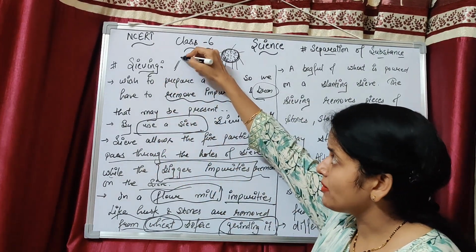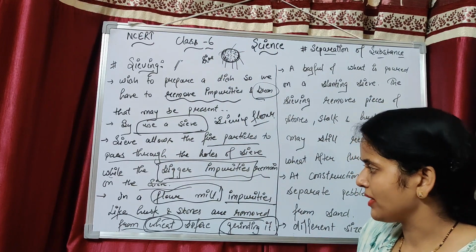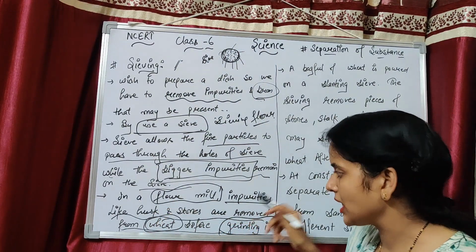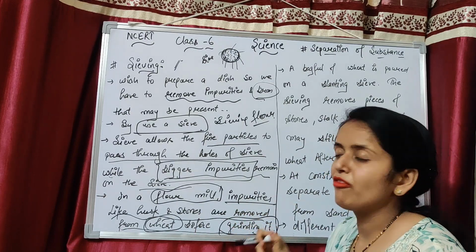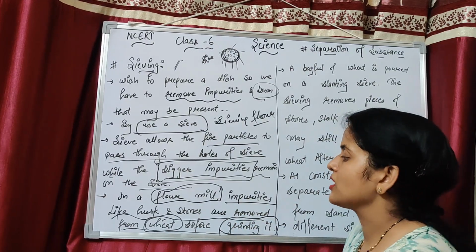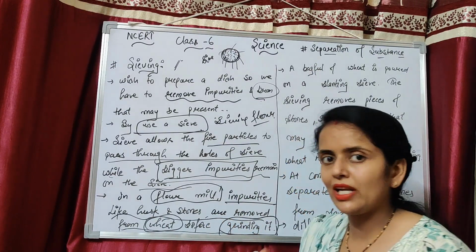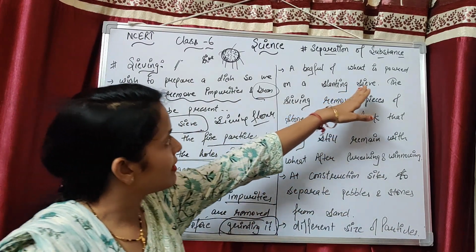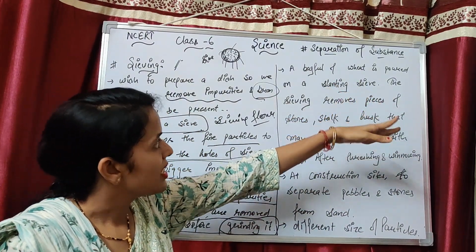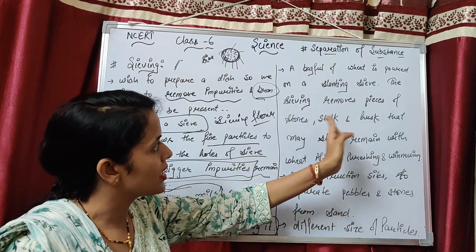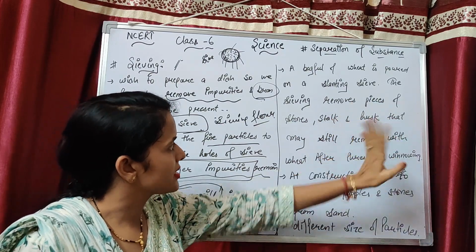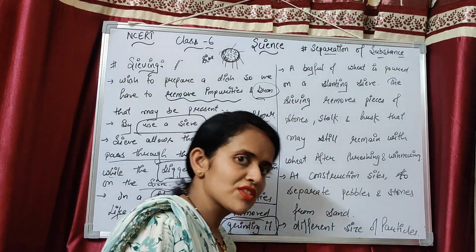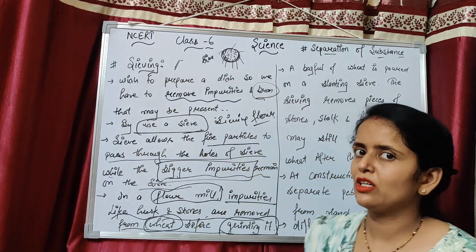Sieving is a very important method, because flour mills also use this method to remove impurities from the wheat, to make the flour neat and clean, so that there are no impurities in the flour which we eat at home. Clear? Next, a bag of wheat is poured on a slanting sieve. The sieve removes pieces of stone, husk and stalk that may still remain with the wheat after threshing and winnowing. Yesterday we learned two methods of separation.